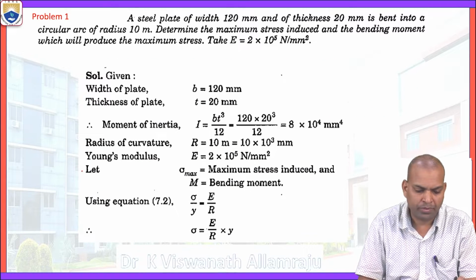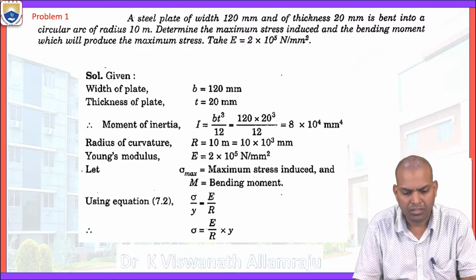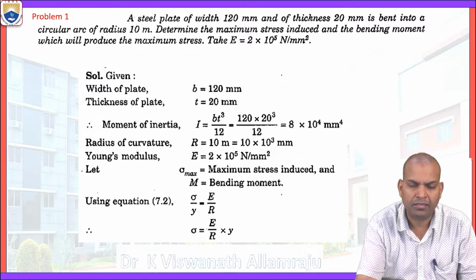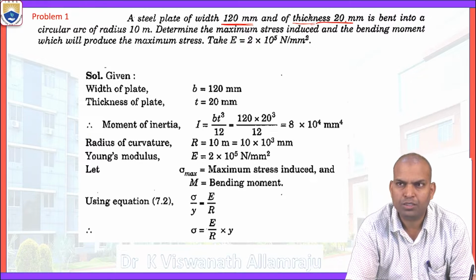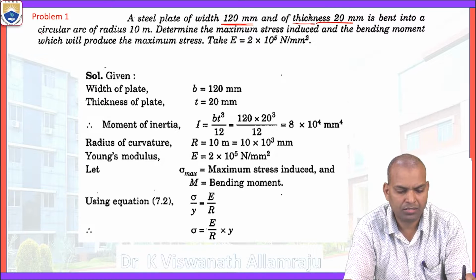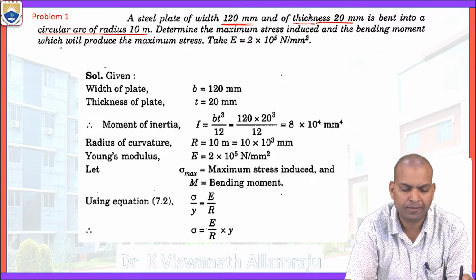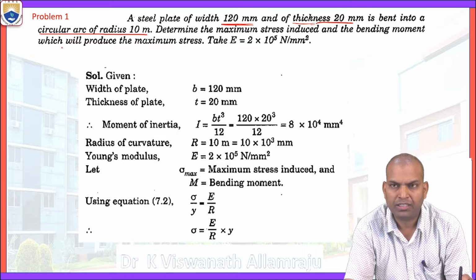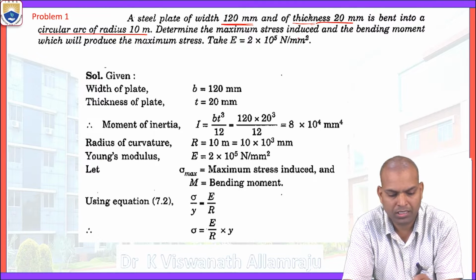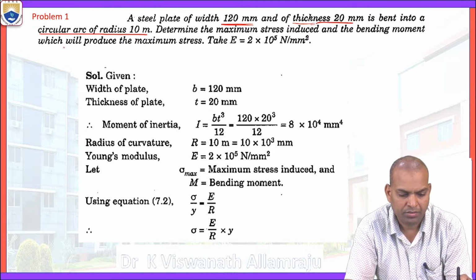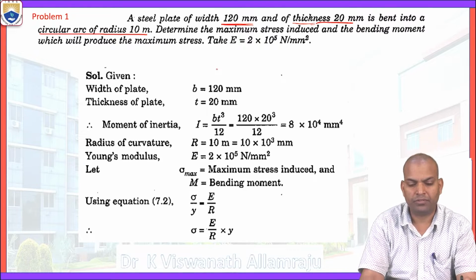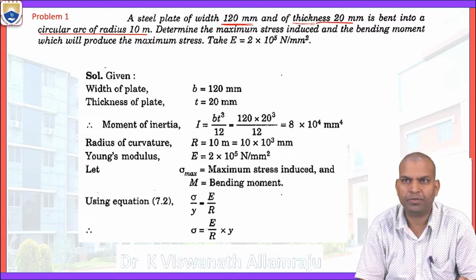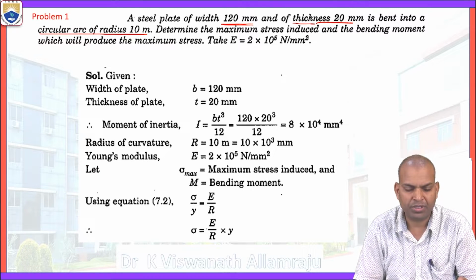Now let us start a problem. A steel plate of width 120 millimeters and thickness 20 millimeters is bent into a circular arc of radius 10 meters. Determine the maximum stress induced and the bending moment which will produce the maximum stress. The modulus of elasticity for this material is 2 into 10 power 5 Newton per square millimeter.